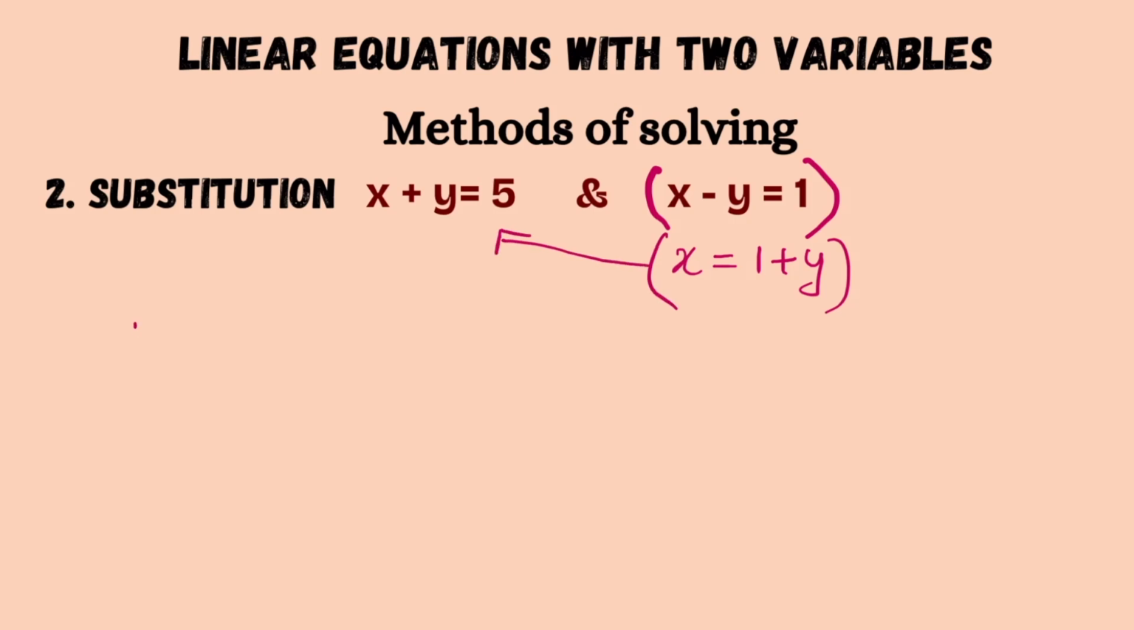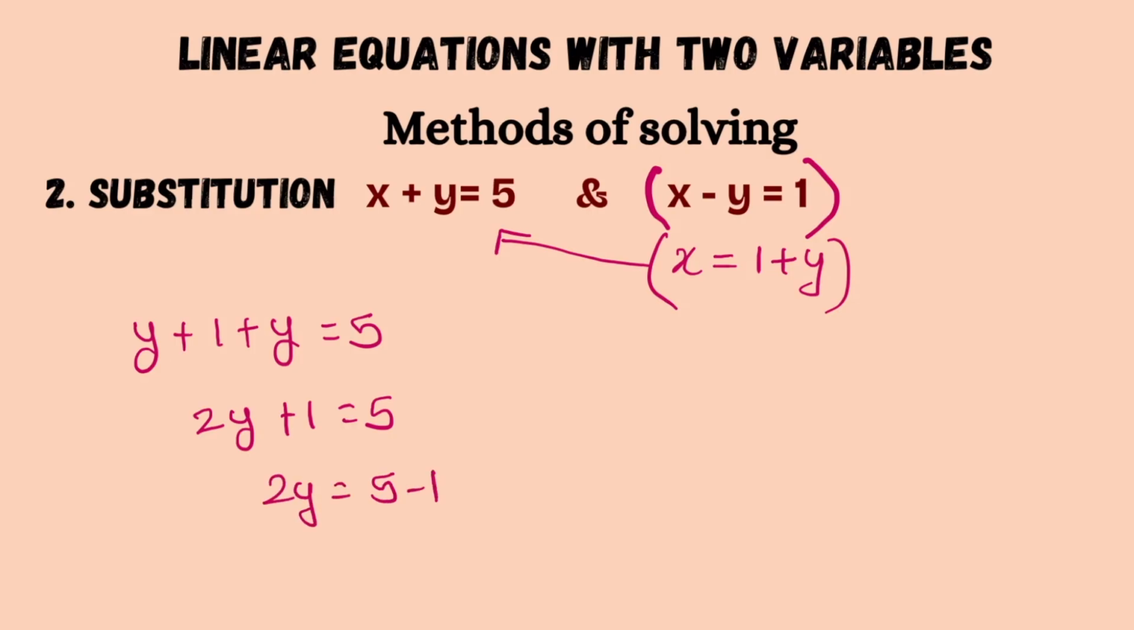It will become y plus 1 plus y equal to 5. That is 2y plus 1 equal to 5. 2y equal to 5 minus 1. 2y equal to 4. y equal to 2.